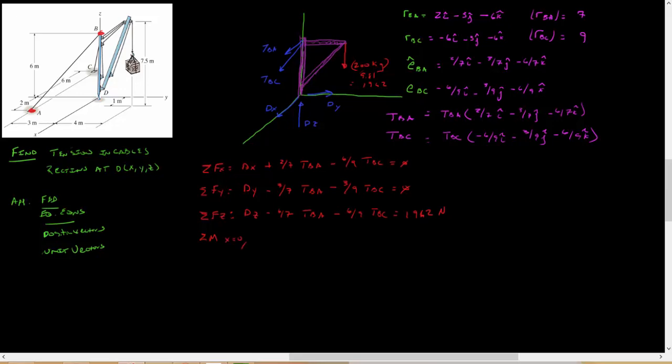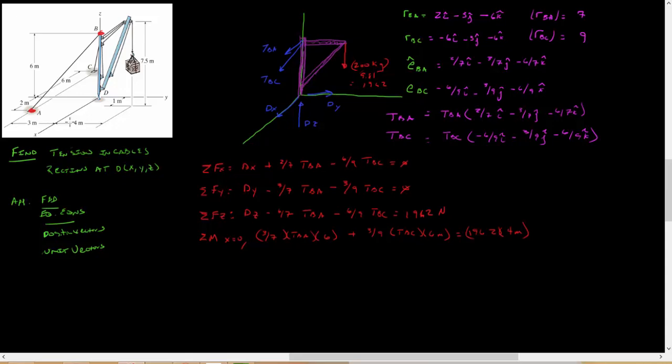If I sum my moment about the x-axis, I get 3/7 times TBA times 6 meters plus 3 over 9 times TBC times 6 meters is all equal to 1962 times 4 meters.